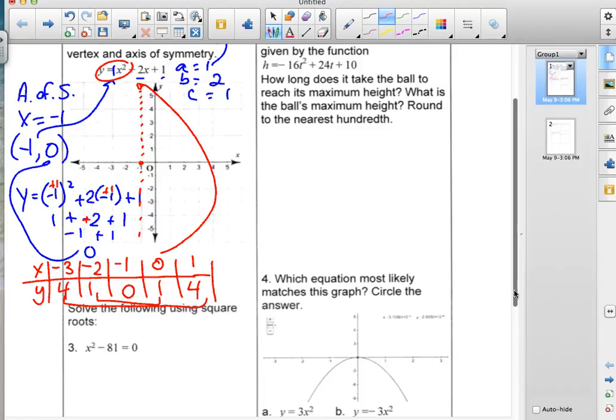So plotting those points: 0, 1; 1, 4; negative 2, 1; and negative 3, 4. All right, and then we're going to draw the parabola in.